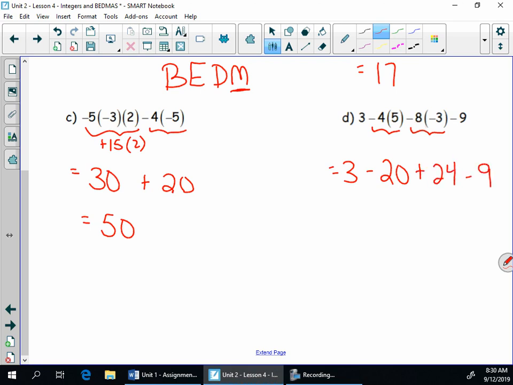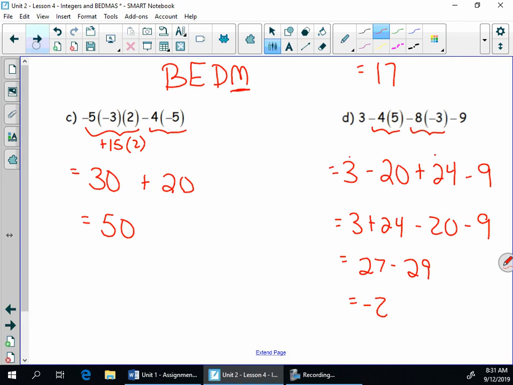Okay, got rid of my brackets and my multiplying. Now it's adding, subtracting. So you can work left to right if you want to, or maybe I'm going to put the positives together, the 3 and the 24, and the negatives together. Maybe that makes it easier for you. 3 and 24 makes 27. 20 and 9 makes 29, and they're all negatives. So 27 minus 29 is negative 2. The difference between them.